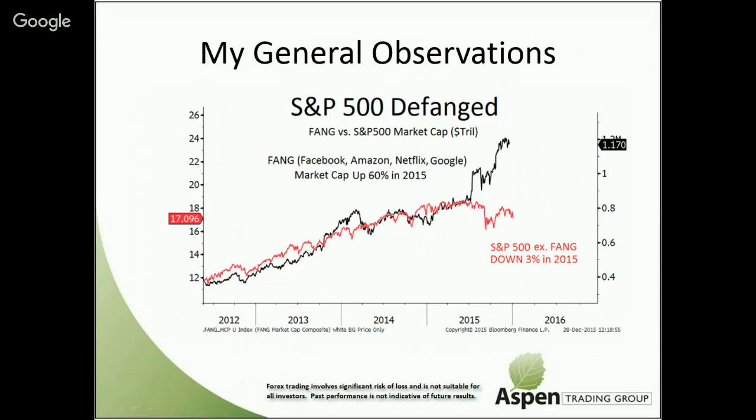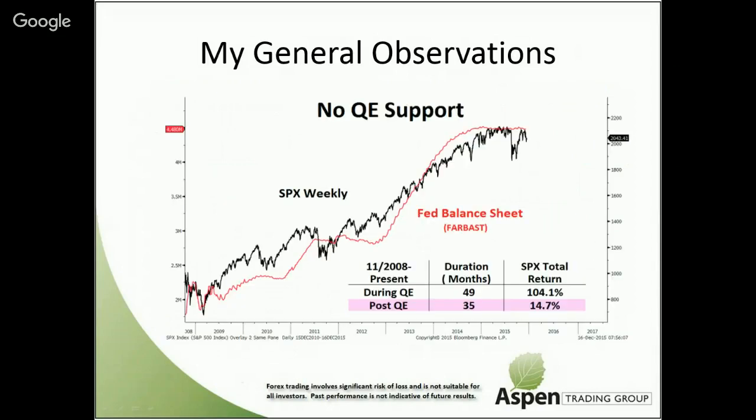This slide is a perfect example of that lack of breadth. If you took out the FANG stocks that we've all heard about, Facebook, Amazon, Netflix, and Google, the S&Ps are not doing terribly well. So for a market to be basically pinning its hopes on 4 stocks, I don't know, that doesn't work really well for me. And of course, we no longer have quantitative easing.